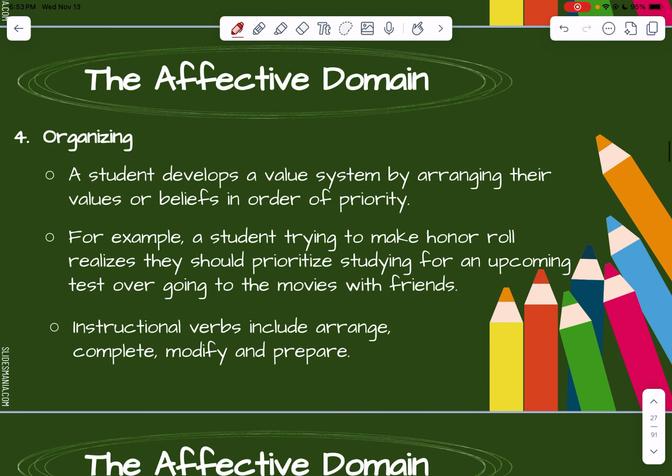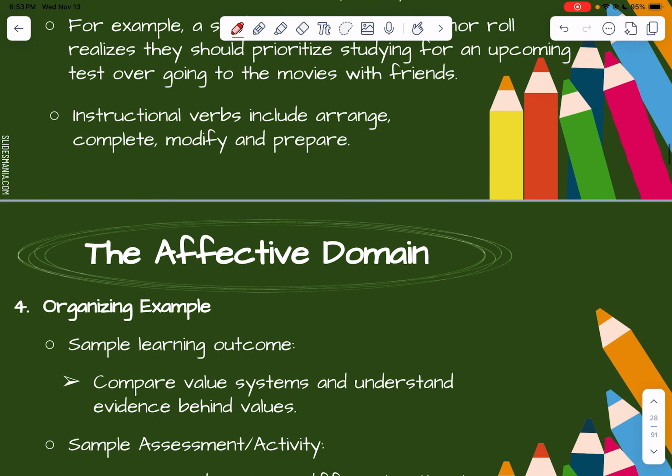Number 4 is organizing. A student develops a value system by arranging their values or beliefs in order of priority. For example, a student trying to make honor roll realizes that they should prioritize studying for an upcoming test over going to the movies with their friends. Instructional verbs here would be things like arrange, complete, modify, and prepare.